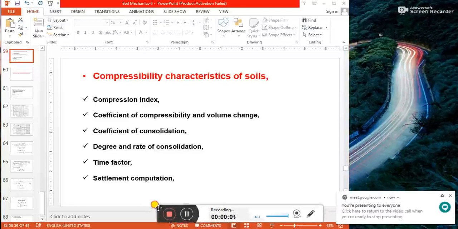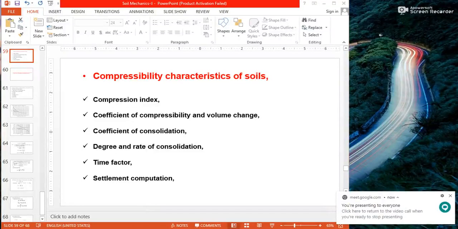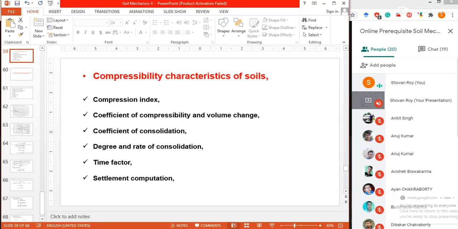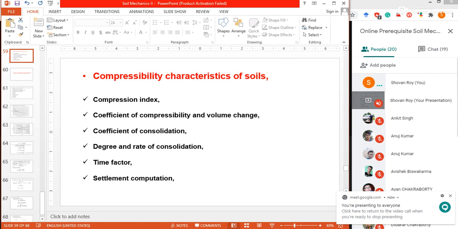The topic is compressibility characteristics of soils. Okay, compressibility characteristics of soil. In compressibility characteristics, you can see some characteristics are there.